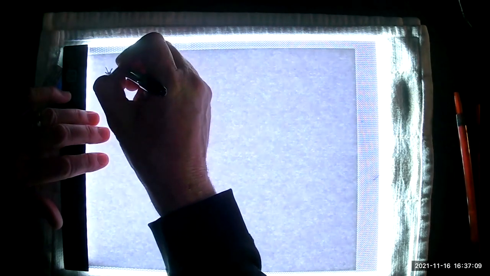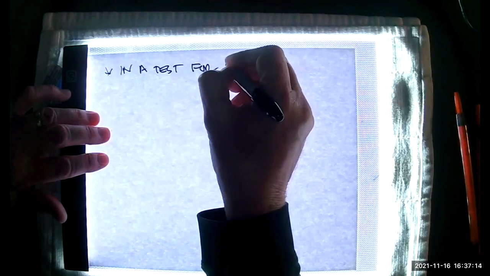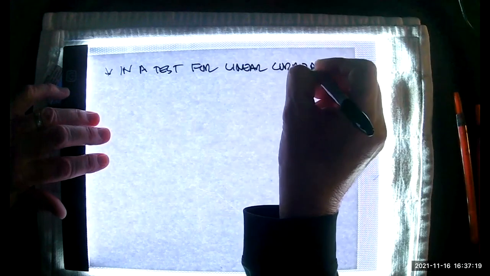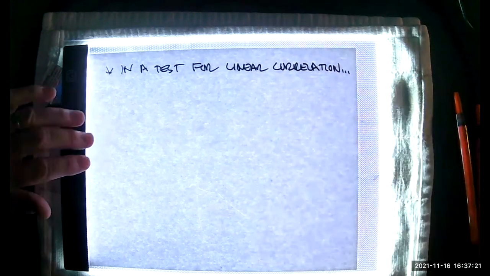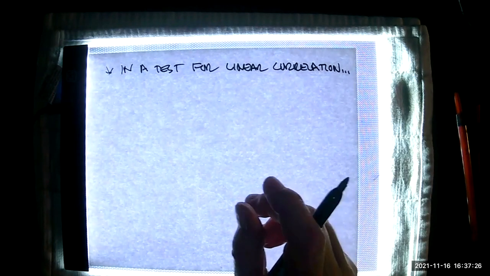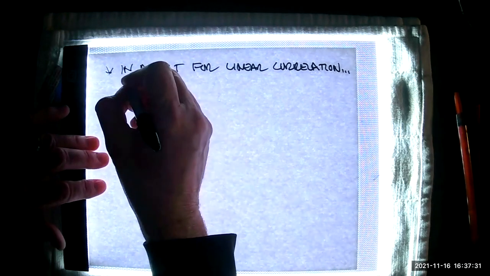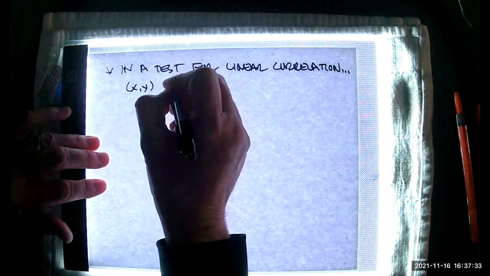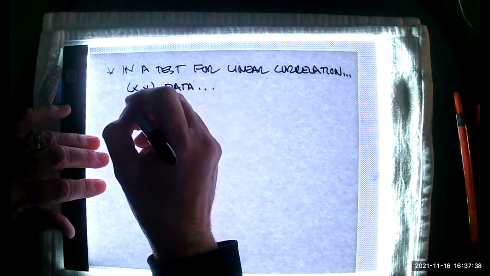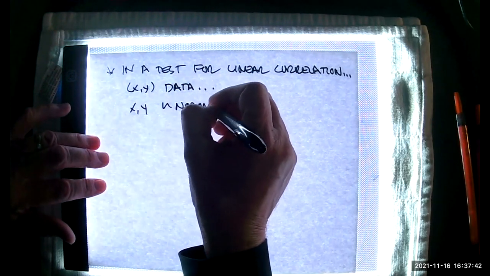So, in a test for linear correlation, there are some requirements. And I'm going to let you really read the requirements yourself, but we need XY data. Basically, if the sample is really, really small, X and Y should both be approximately normal.